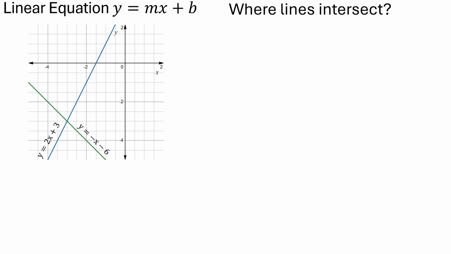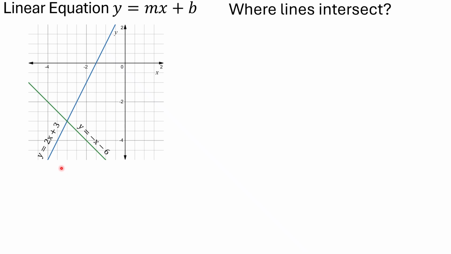So a number of practice problems were done where we looked at where lines intersect a horizontal or vertical axis or horizontal or vertical line. Now we're going to take a look at the case where we have two non-vertical or horizontal lines and we want to see where they intersect.